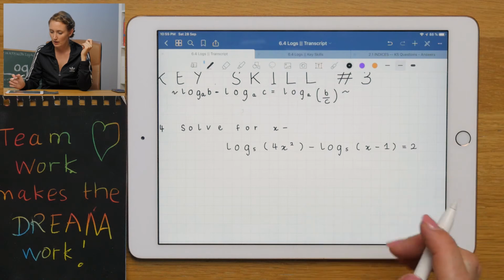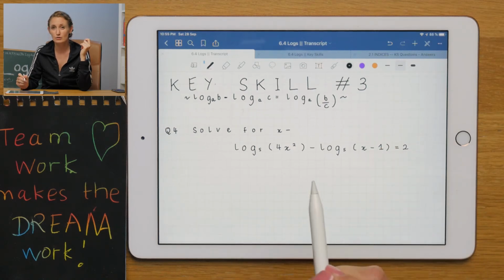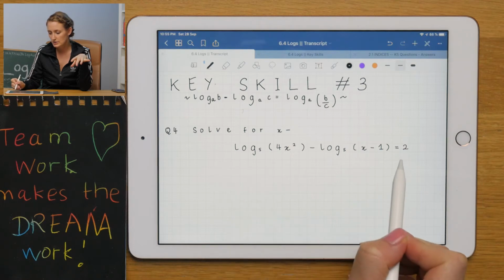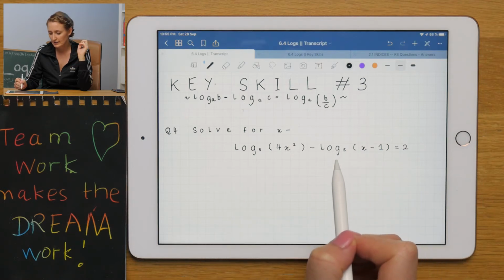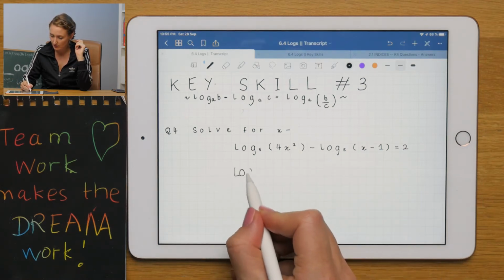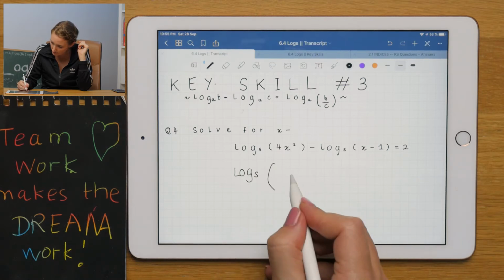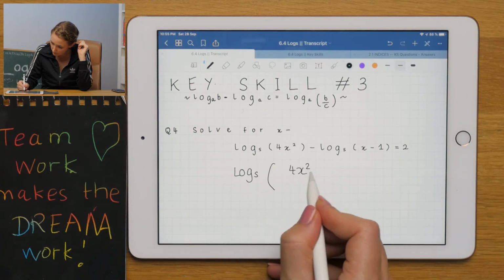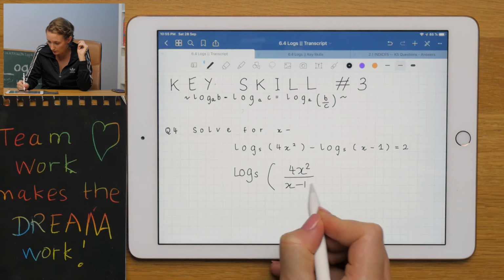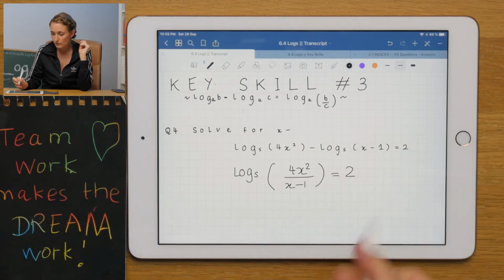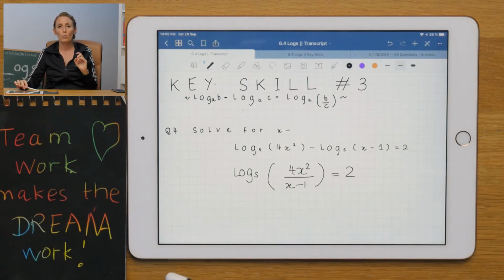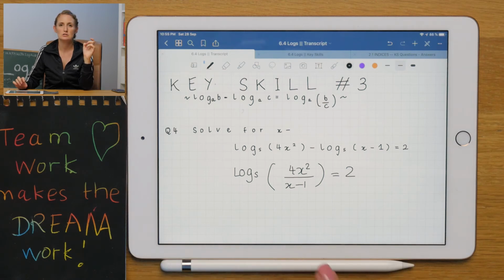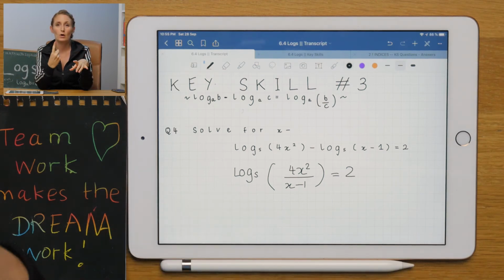Overachieving. Solve for x. These are really common A-level questions. They give you some funky equation like this, and you have to find x. So let's have a look. This is log base 5. So we've got 4x squared divided by x minus 1. That's your first move. Basically, if you think about what your strategy should be in these questions, you always want to get down to one log.